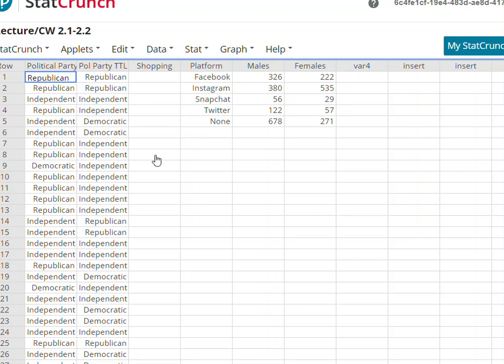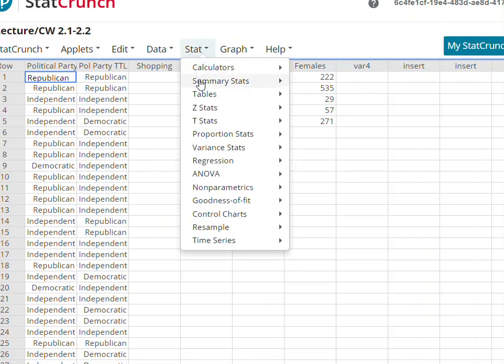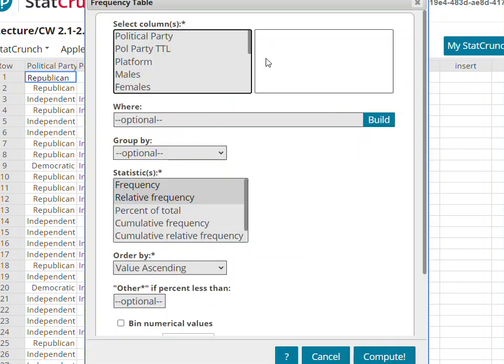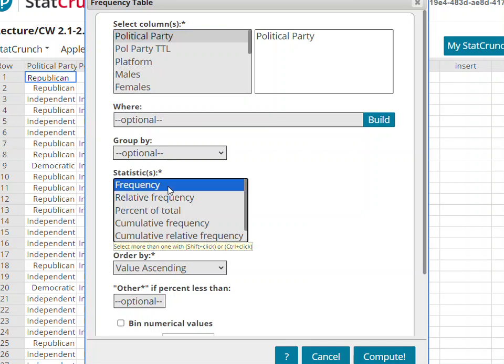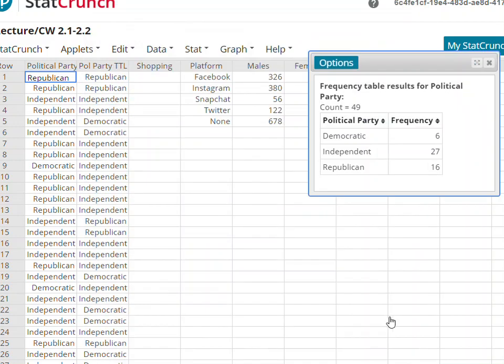So to do a table in StatCrunch, we're going to go here to Stat, Tables, Frequency. I'm going to choose the political party column, and I want to count up how many of the respondents from the survey answered that they were a particular political party. So we're going to select frequency, and I'm just going to hit compute. Let's see what we get.